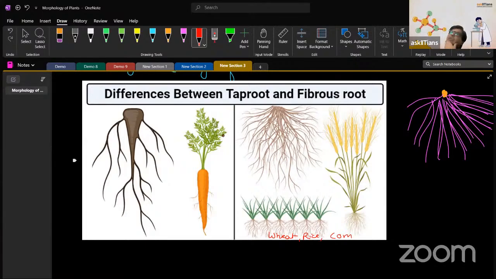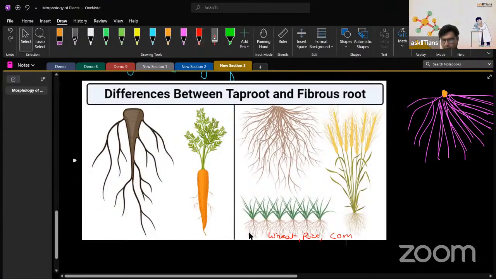Another issue with the fibrous root is that it doesn't go that deep, as compared to the tap roots. That's why dicots can be very large, right? Because they have very sophisticated root systems. Okay, so now that is the different types of root systems.